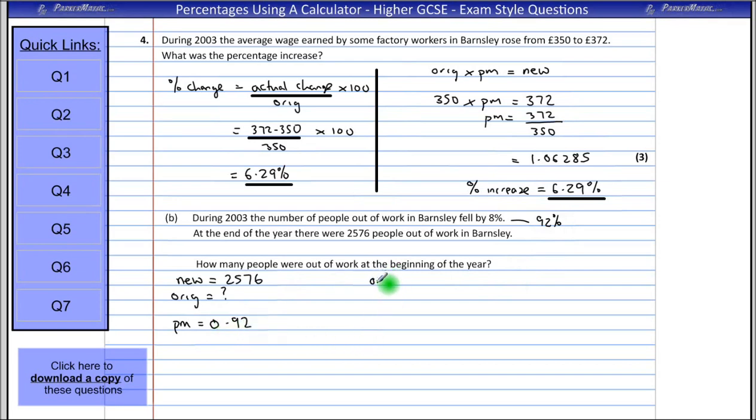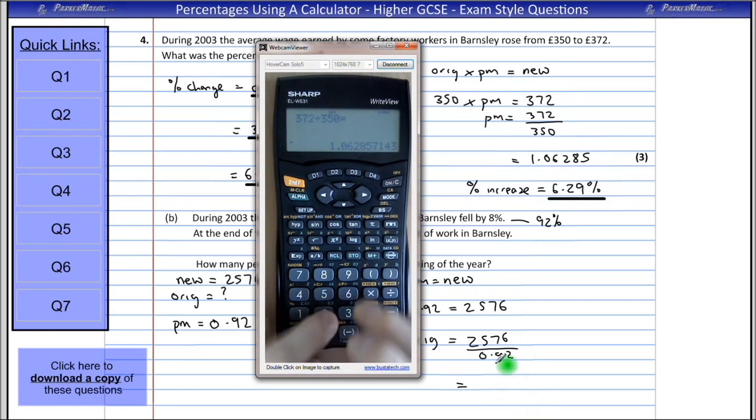So remember, original times percentage multiplier equals new. So we can say that the original multiplied by 0.92. Remember, it's gone down, so we're expecting to times by something less than 1 here. And that's going to equal 2576. So to find out the original, we do 2576 divided by 0.92. And we get 2,800.